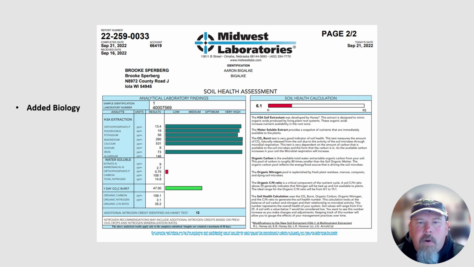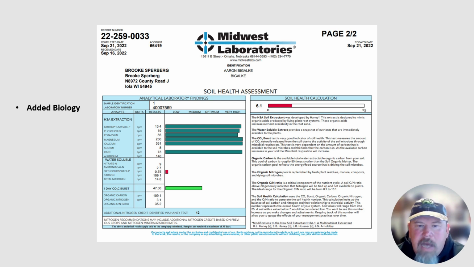That's where the second part of this Haney test comes in, is he'll do what is an H3A soil extraction. The soil extraction is going to mimic the organic acids produced by living root plants, and then show you what is there and the nutrient availability in the root zone. So again, I have very high amounts of phosphorus, potassium, magnesium, calcium, sodium, alumina, all that. I have it. Everything, as far as what's in my soil, looks really good.